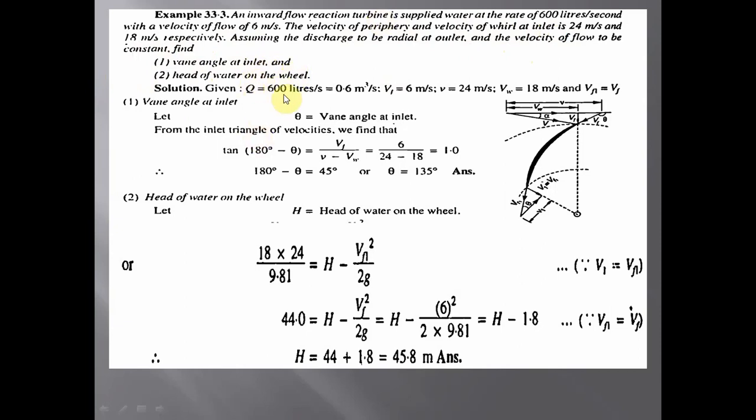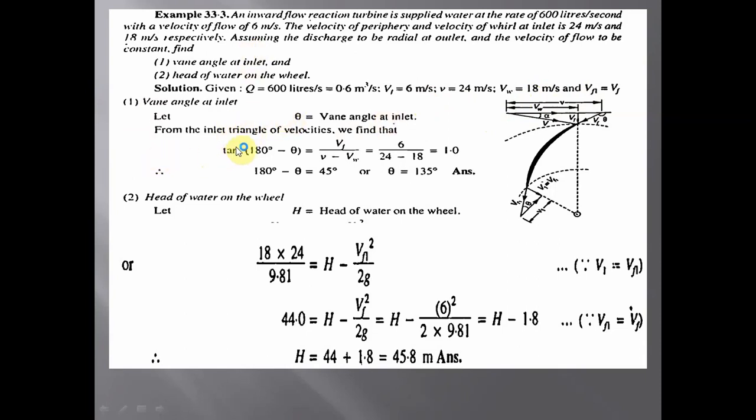So given Q equal to 600 liters per second, that is 0.6 meter cube per second. Vf is equal to velocity of flow, equal to 6 meters per second. u equal to 24 meters per second, that is the velocity of wheel. Vw is equal to 18 meters per second. Vf1 is equal to Vf. First one, vane angle at inlet. So theta is the vane angle at inlet.